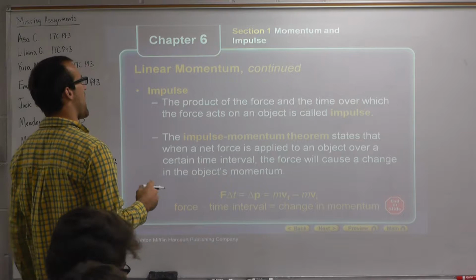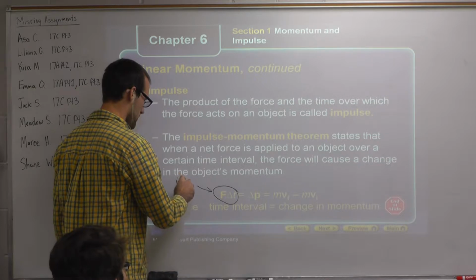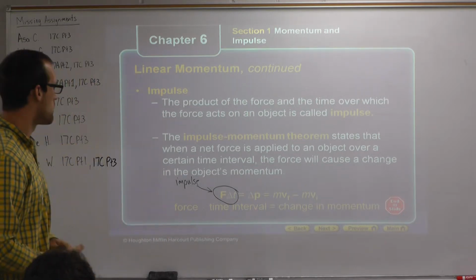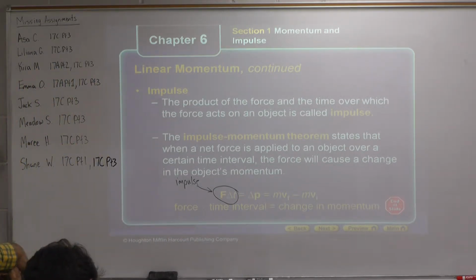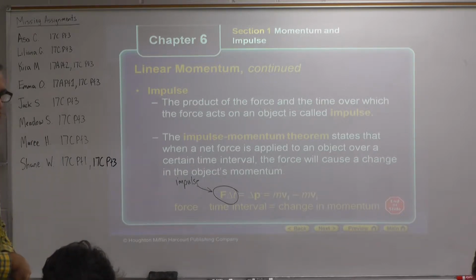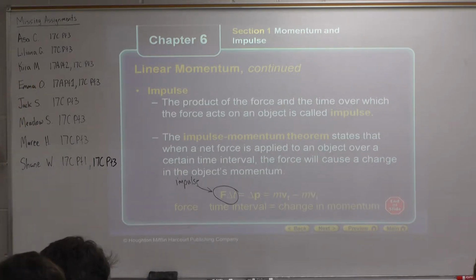So your impulse, if I ever ask for the impulse, is your force times your time. And time is how long it took you to stop moving, your time of collision. That also equals the change in momentum. So impulse you could also say is your change in momentum. The impulse-momentum theorem states that when a net force is applied to an object over a certain time interval, the force will cause a change in the object's momentum. You could find a change in momentum that wasn't the full change to a stop, but we won't do that. Okay? Let's apply problem.